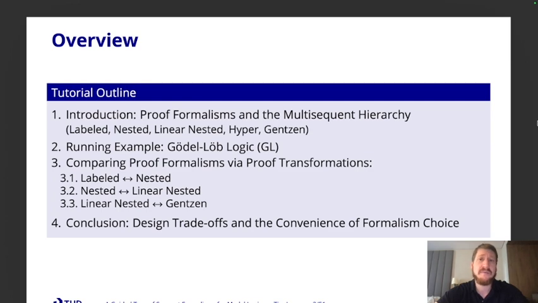Now, rather than talking about classes of sequent calculi for classes of modal logics, which I think can be a bit confusing, I'm going to use a single running example and talk about how different proof systems relate to each other by means of this example. The example that I've chosen is called Gödel-Löb provability logic, or GL for short.